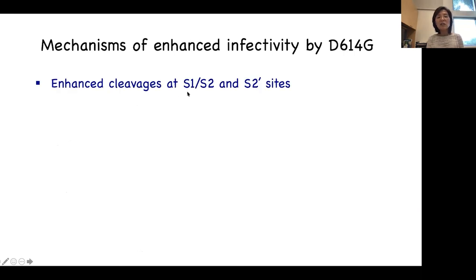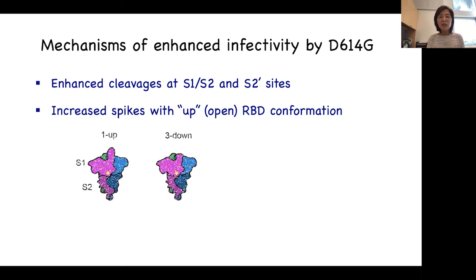One is enhanced cleavage at the S1 and S2 junction and the S2 prime site. This hypothesis did not get much support. There are a few publications, but they started talking about the S2 prime site because in the case of SARS-2, furin already cleaved at the junction. But nobody ever showed any increased cleavage at the S2 prime site, or even increased cleavage at the junction. So this is not really proved or supported by data.